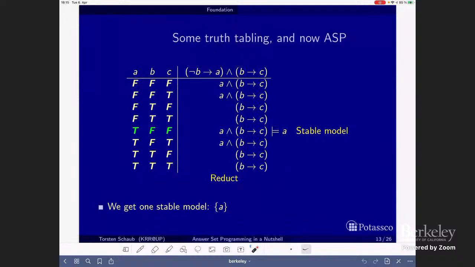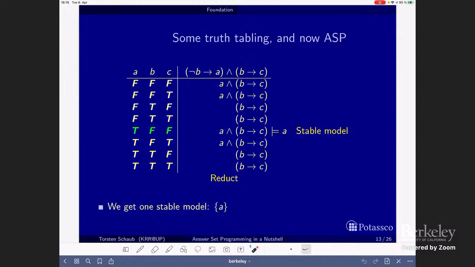And this is what happens in the original definition of Gelfond and Lifschitz, right? You do a similar thing to what you do in classical logic with truth tables. It's just that you stop at positive form, and you use this reduct to check whether you can really prove something that you only assume to be true.